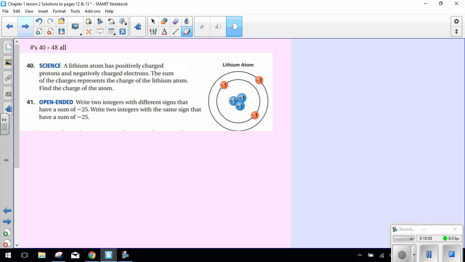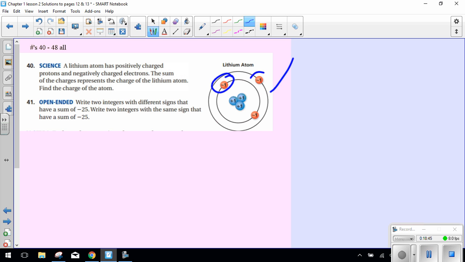Okay, we're going to do 40 to 48 all. I have all the questions split on a couple slides, so it's not overwhelming to look at. So for number 40, we're going to take a look at this diagram here of lithium ion. And the question says, a lithium atom has positively charged protons and negatively charged electrons. The sum of the charges represents the charge of the lithium atom. Find the charge of the atom. So what it's pretty much asking us to do is take all the negatives and positives and add them together.